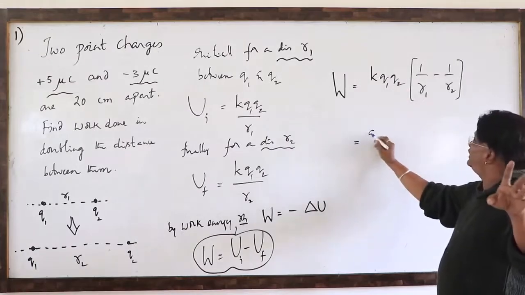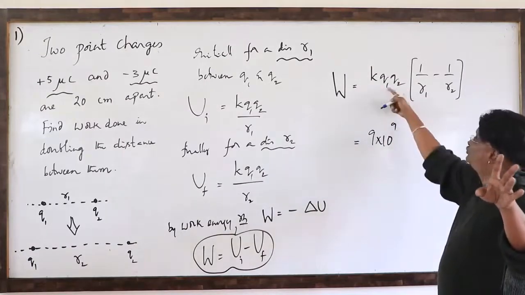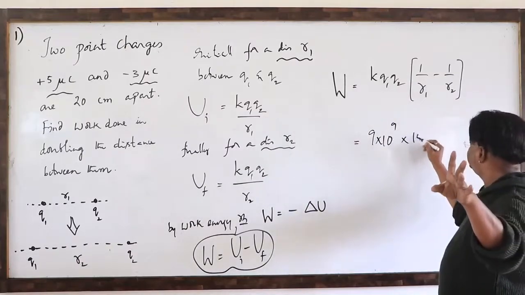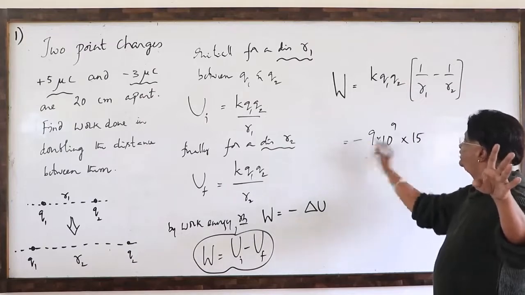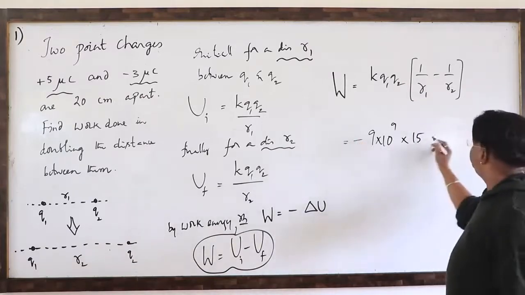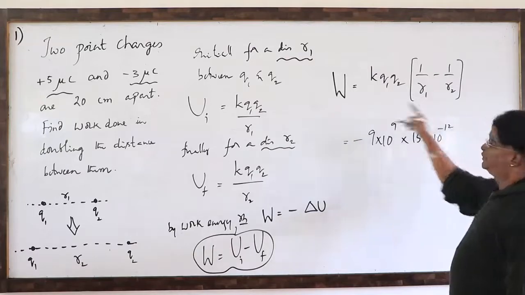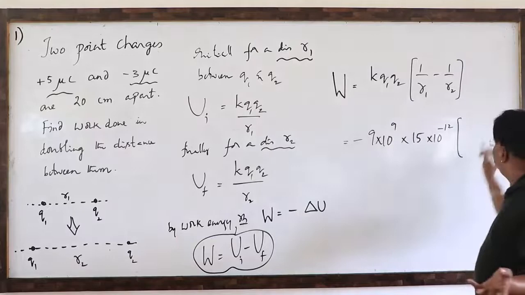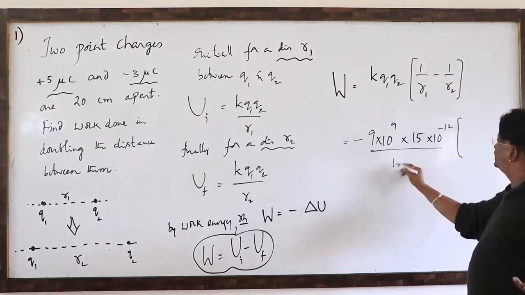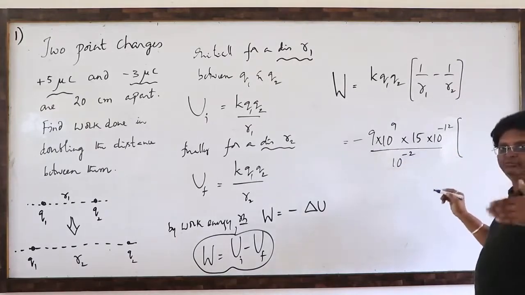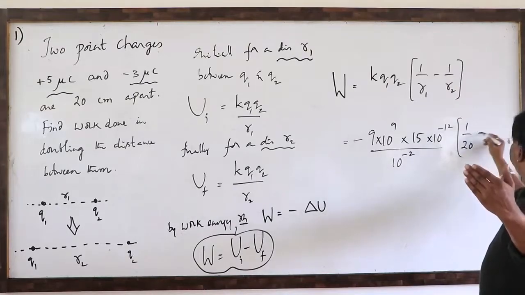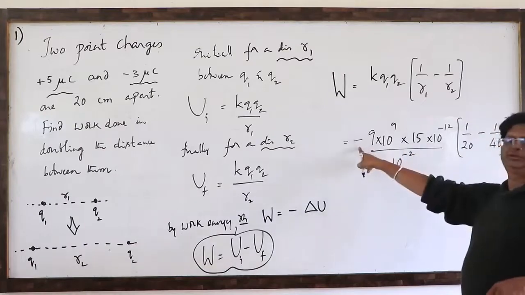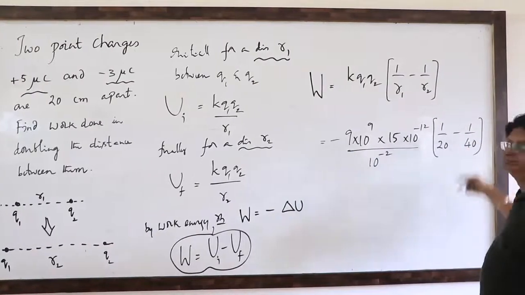Now what comes is 9 times 10 to the power 9. Q1, Q2, how much is it? 5 into 3 is 15. When you write this 15, a minus must come here. This is minus 15 into 10 to the power minus 12, because it is 10 to the power minus 6 into minus 6. Then this is 1 by R1 minus 1 by R2. Of course, 10 to the power minus 2 is in the denominator for centimeters, as we do every time. Therefore, this is 1 by 20 minus 1 by 40. So the final answer comes negative, because 1 by 20 is greater than 1 by 40.